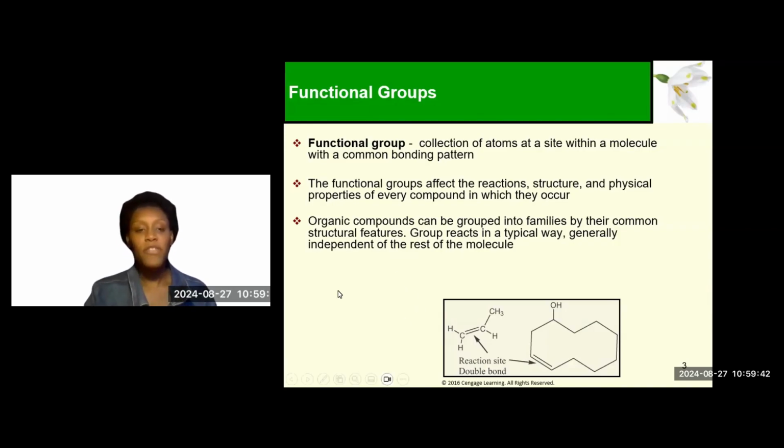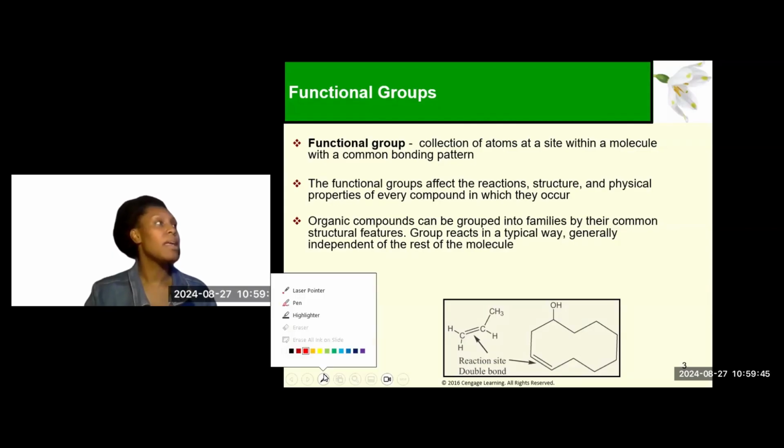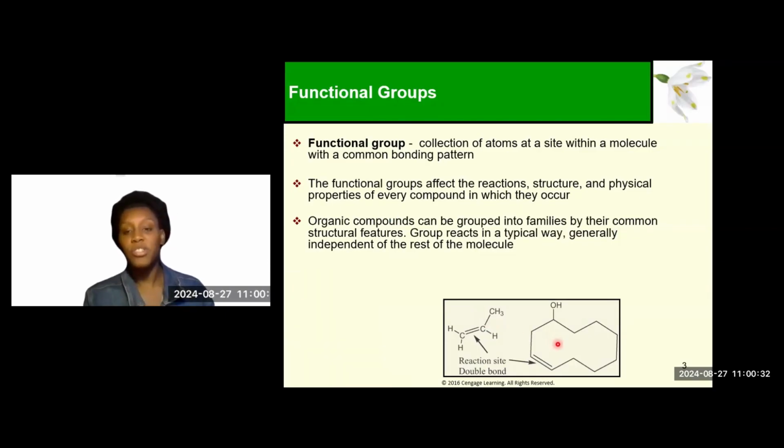If you see here, and let me get my laser pointer, if you look at this structure, you will see that you have a double bond here. And this double bond is going to be a reaction site that's going to react in a certain way. Whereas here, this also has a double bond and it has a reaction site that's going to react in a certain way. Now, in this molecule, you also have a hydroxyl group, this OH group right here, which is also a type of functional group that we're going to talk about in the future. But let's look at the reactions.